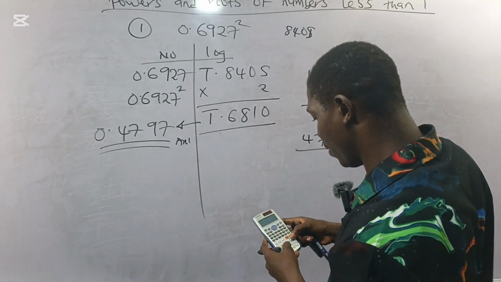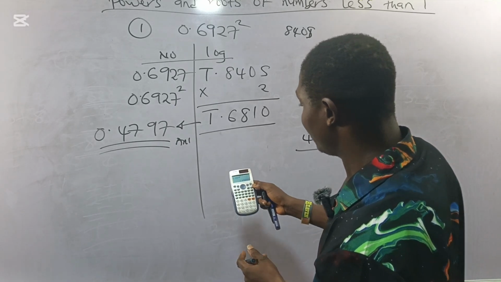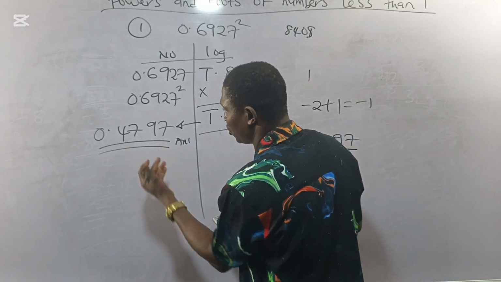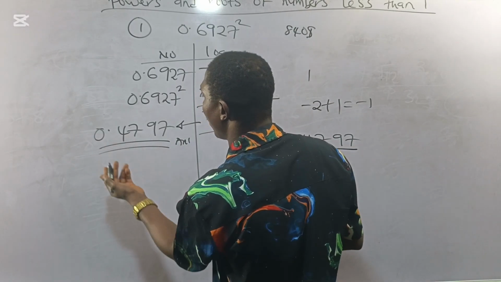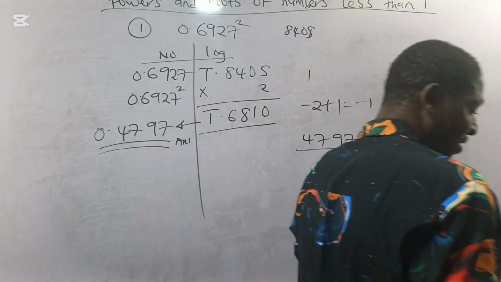And remember, in exam condition, if you have your calculator, you can use this to verify. So we have 0.6927 squared to give me here 0.4798, which, if I approximate this to 3 significant figures, I'll have 0.4810. So this is our answer.